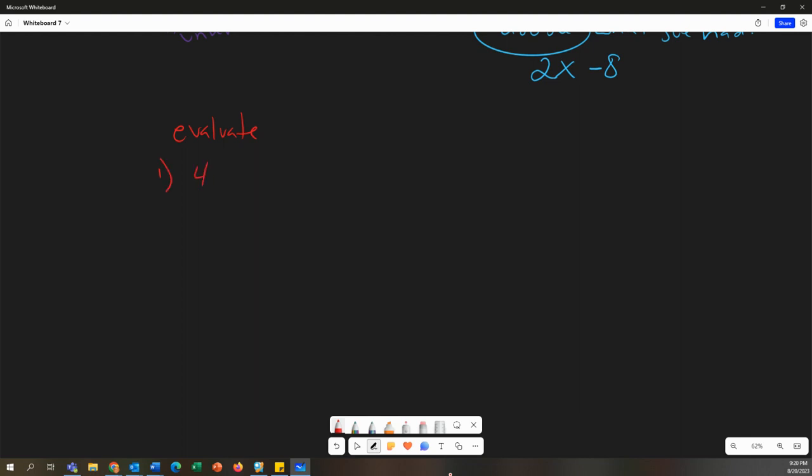You're going to be told that you have 4m minus 2mn, and then it's going to say if m equals 5 and n equals negative 2. So what we're doing is we're replacing the letters with those values. So whenever we see an m, we're going to put this 5 in. So here's an m, here's an m. And then anytime we see an n, we're going to put this negative 2 in. So now what do we have? We have 4 times 5 minus 2 times 5 times negative 2.